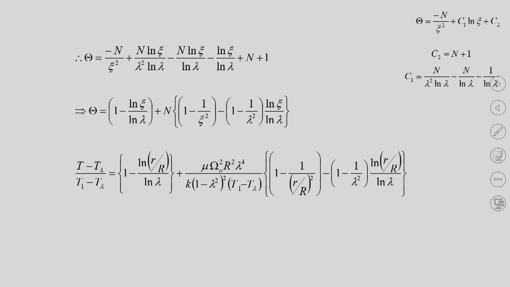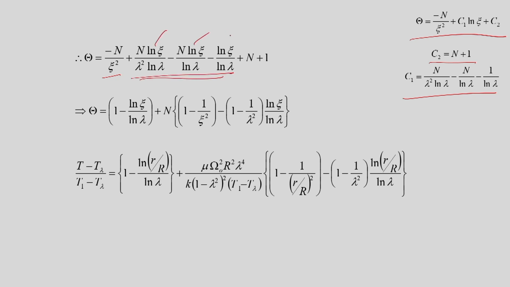So, when you do that, this is your theta. C1 is this one, C2 is this one, you just substitute. So, minus n by xi square is as it is. C1 multiplied by ln xi, where C1 is n by lambda square ln lambda minus n by ln lambda minus 1 by ln lambda. So, this all multiplied by ln xi plus C2, which is nothing but n plus 1. So, what you do here, you separate the terms having n and those without n. Without n we have only these two terms, 1 minus ln xi divided by ln lambda. This is the only term without n.